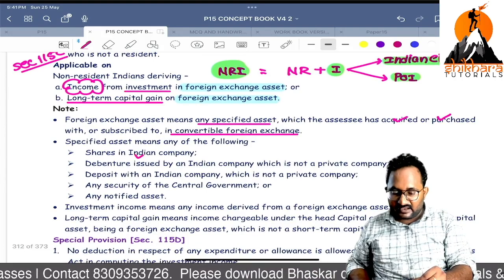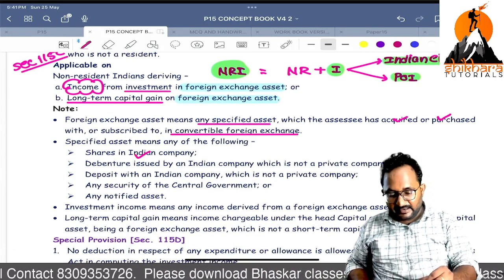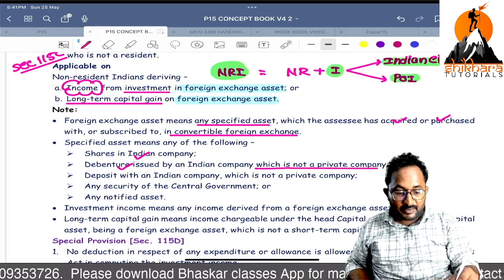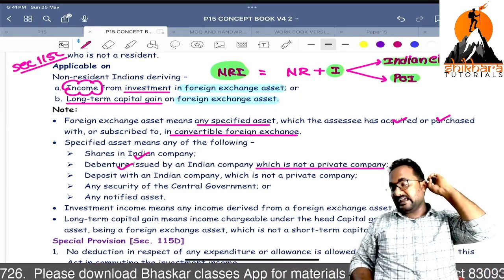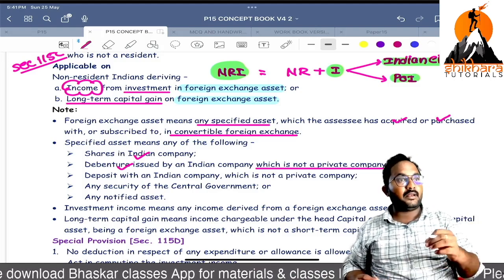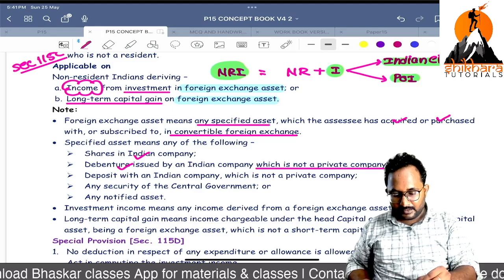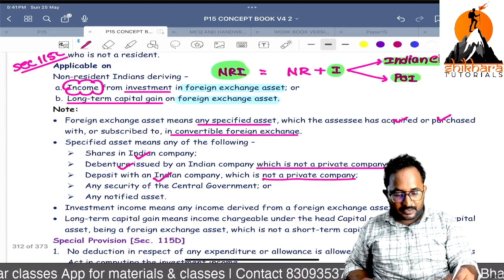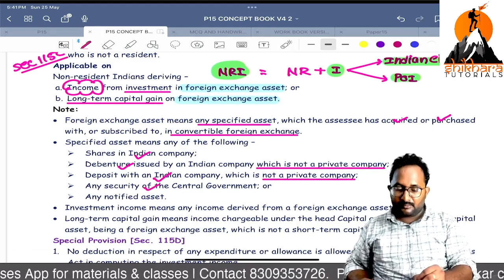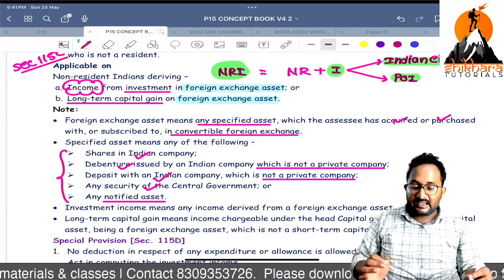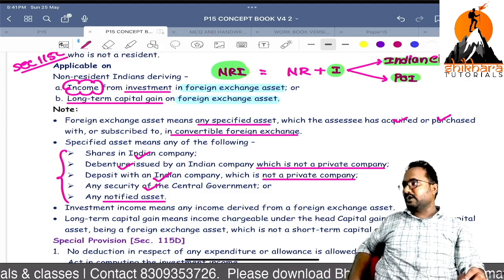Specified asset means shares of an Indian company, debentures issued by the Indian company, but remember, which is not a private company. So shares of any company, okay, but debentures, yes, issued by an Indian company, not a private company. Deposits with the Indian company, which is not a private company. Any security of central government, any notified asset, these can all be called a foreign exchange asset.